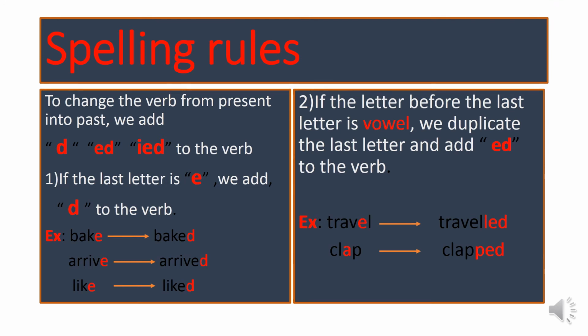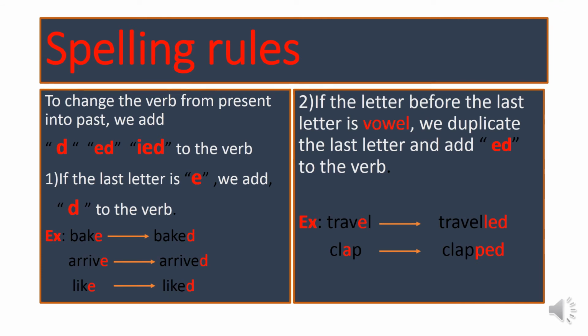If the last letter is e, we add d to the verb. Like in bake, the last letter in bake is e, we just add d, it will be baked. Arrive, the last letter is e, we add d to change it into past, it will be arrived. Like, the last letter is e, we add d, it will be liked. So the first spelling rule to change the verb from present into past, if the last letter is e, we just add d to the verb.